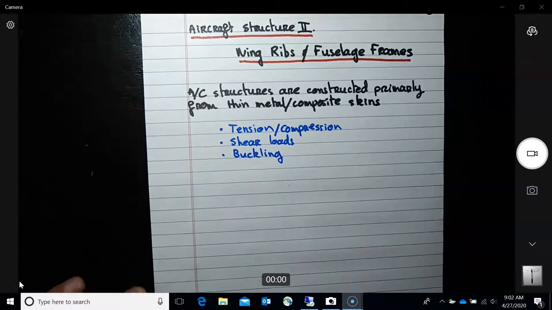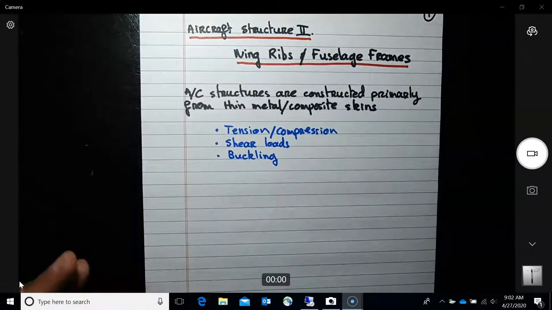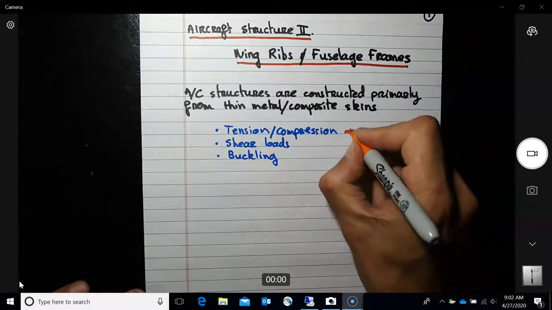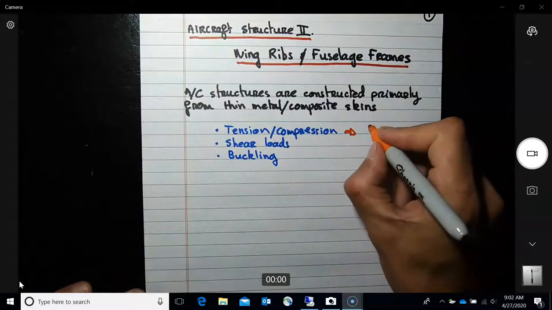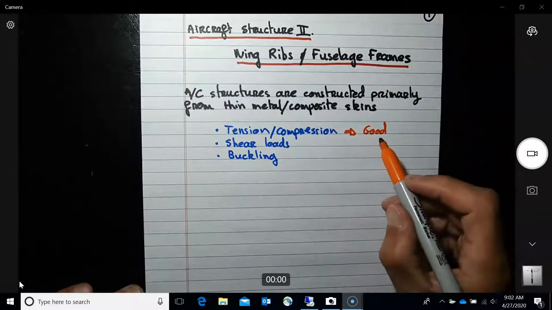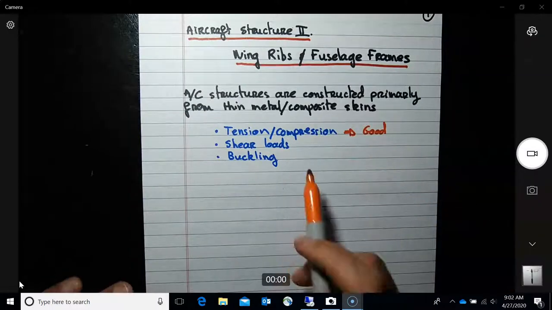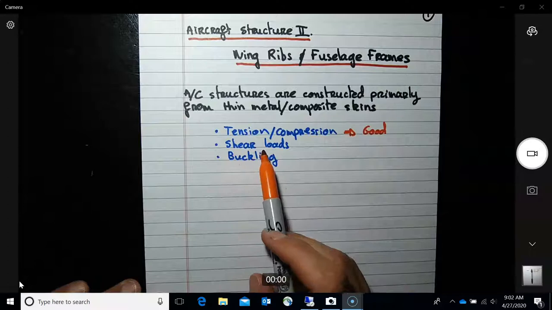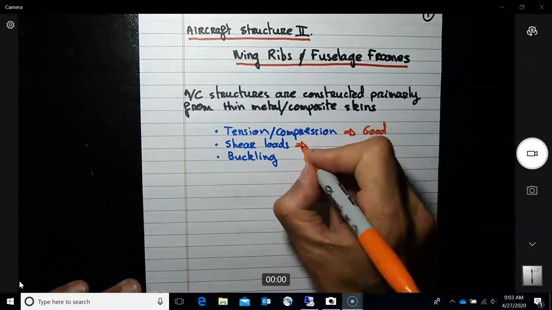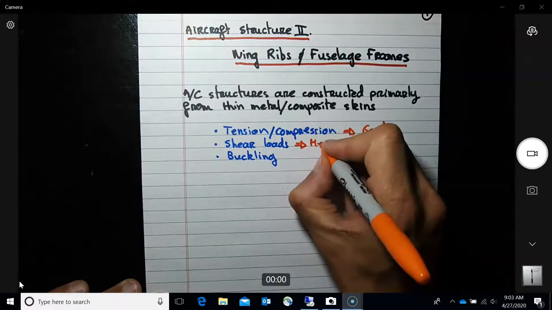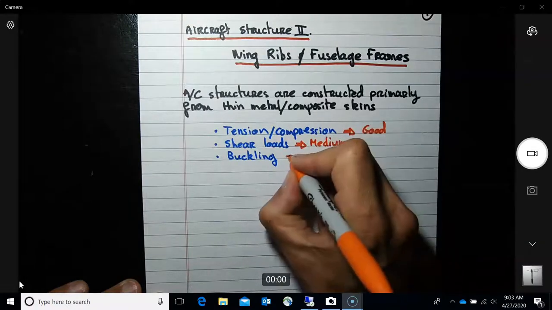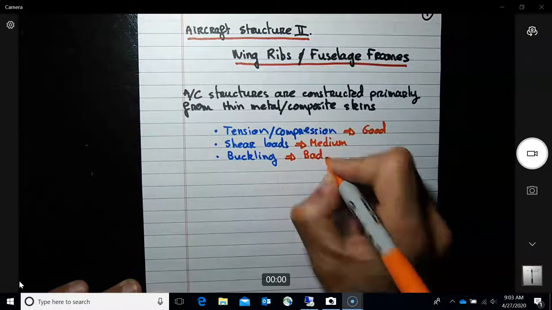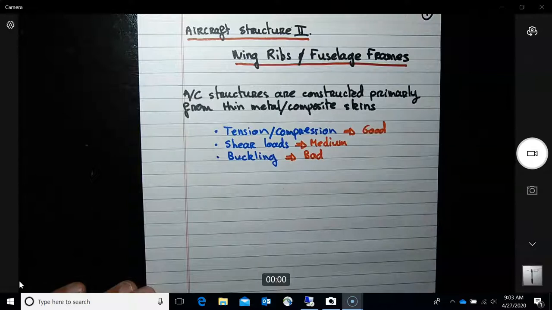So basically, you probably studied in Structures 1 that for this type of loads, this way of designing is good. Something that is thin but has a lot of ribs is good for tension and compression. But when something is thin, it's generally not that good for shear load. So for this, let's say it's medium, and for buckling, generally a bad design.